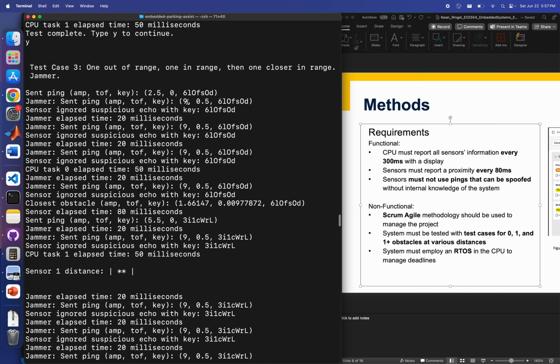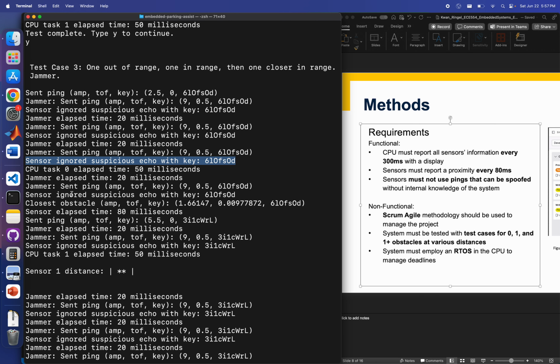And jammers will not be able to understand how much amplitude that a sensor has sent it out, especially if it's randomized, because it doesn't know how much the signal has attenuated. Only the sensor knows. So the jammer responds with the same amplitude over and over, and that's how the sensor is able to ignore suspicious echoes. Echoes will never return with a higher amplitude than its source signal was emitted from. So it does that comparison as one of the checks to validate an echo.